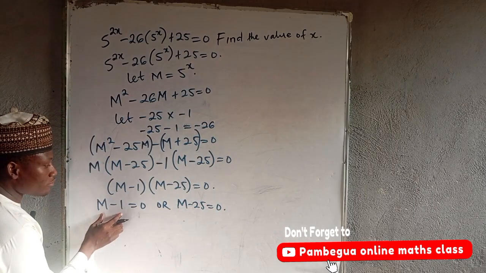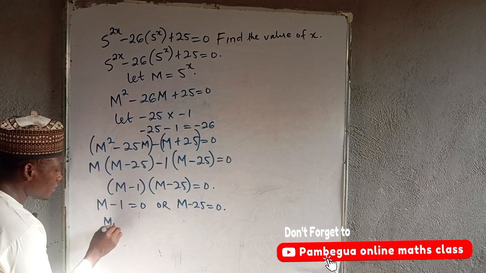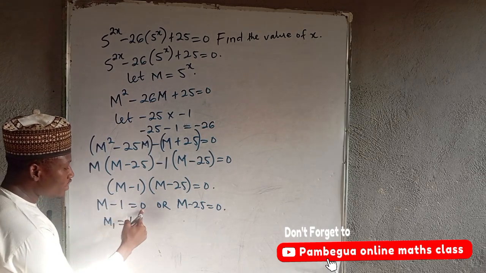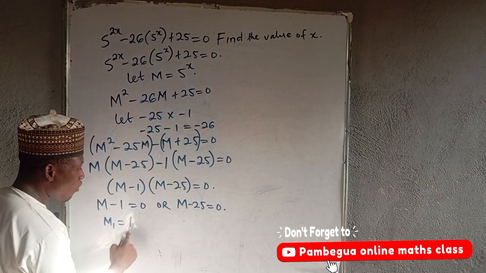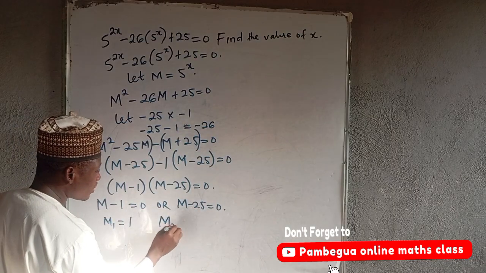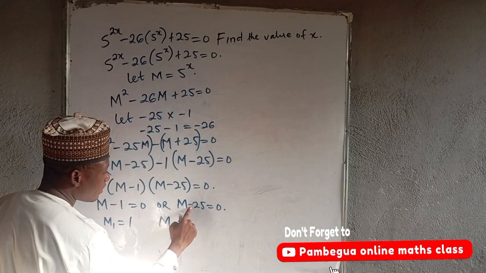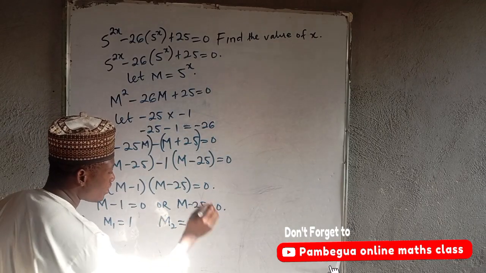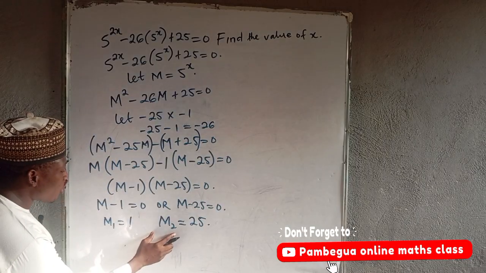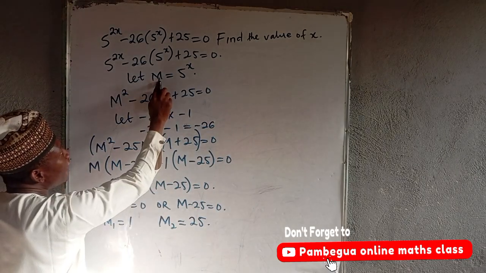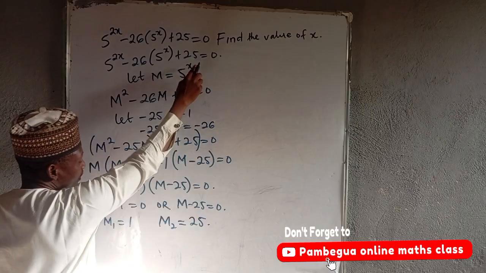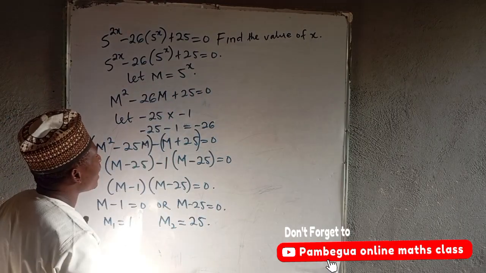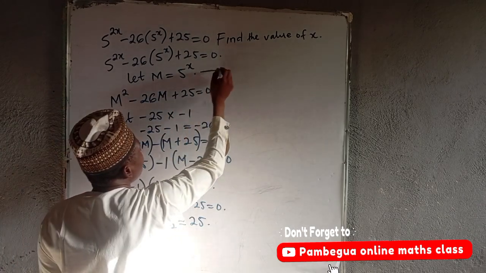I can easily make m the subject. My m1 is going to be equal to 1, because minus 1 crossing the equality sign is going to be 1, and m2 is going to be equal to 25, because minus 25 crossing the equality sign is going to be 25. Now these are the values of m, where I let m equal 5 raised to the power of x. Now let me substitute back m into this expression, which I will call star.